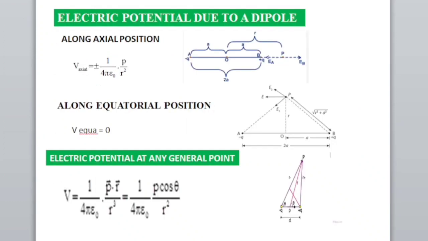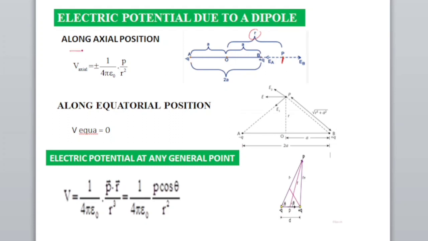After this, next, electric potential due to a dipole. You know, what is a dipole? It's a system of two equal and opposite charges. There is an axial position and an equatorial position. The axial position is along the axis of the electric dipole. Suppose you have to find the electric potential at this point P. Suppose r is the distance from the midpoint of this dipole to the point P where you have to find the electric potential, and 2a is the dipole length. It means the distance between the plus and minus Q charges.